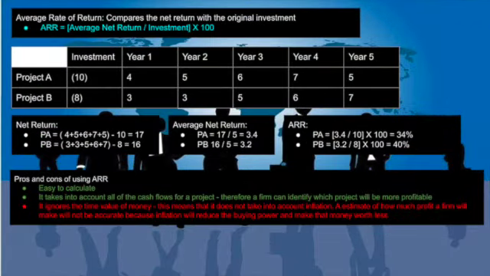The next one is the average rate of return. This compares the net return to the original investment. To find it, it's the average net return divided by investment, times 100.